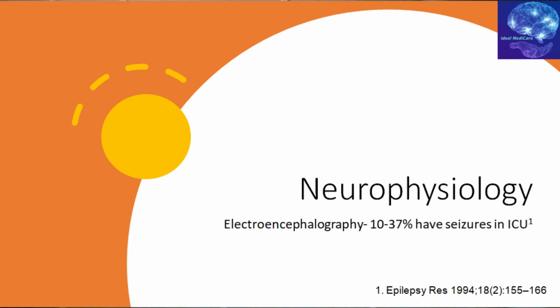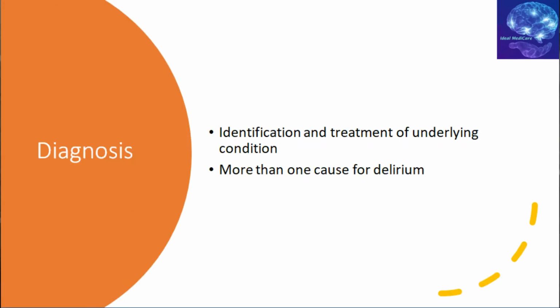Next comes the neurophysiology or electroencephalography. There was one study which is actually old, but still it was noticed that 10 to 37% of the patients have seizures in the ICU setting, which is a big number thinking about these delirium patients. Now, for the diagnosis, identification and the treatment of the underlying condition is the key factor to help these patients. And sometimes there could be more than one cause for delirium.